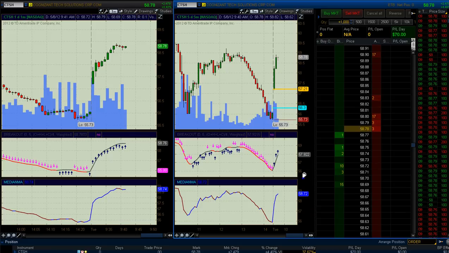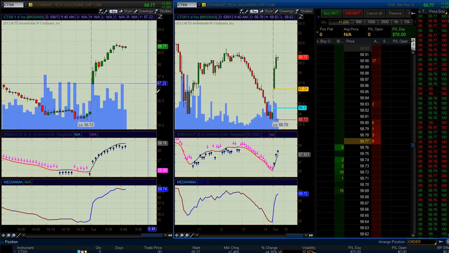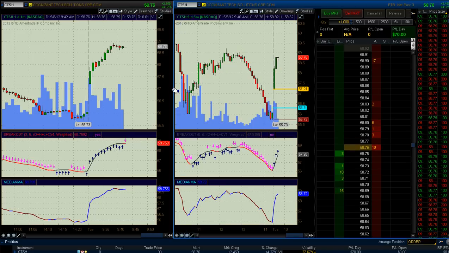I had to get out. I'm not going to turn a winner into a loser. This could keep going down, but it showed relative strength this morning. They were struggling getting below the 70. I'll take my $70 and get out.